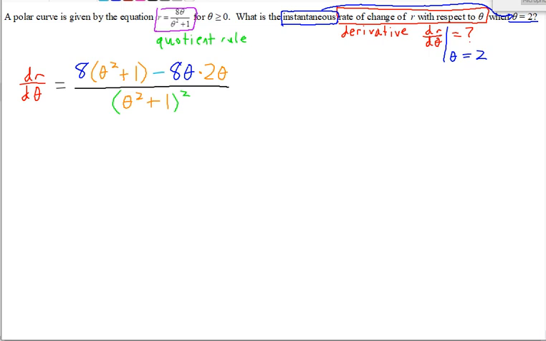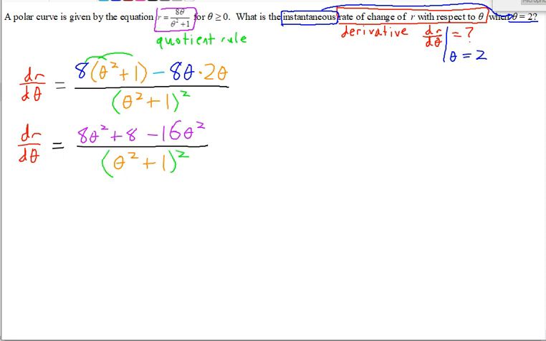And you could substitute in 2 right now, but it might be a little easier if we simplify this first. So here, if we distribute out the 8, we'll get 8 theta squared plus 8, and then multiply these together gives you negative 16 theta squared. And the denominator, though, I'd probably just leave like this. It's probably easier if we don't square it out. Simpler in this factored form. And then you can combine the like terms. The 8 theta squared minus 16 theta squared is negative 8 theta squared. So we have 8 minus 8 theta squared divided by theta squared plus 1 squared. So there's our simplified derivative.